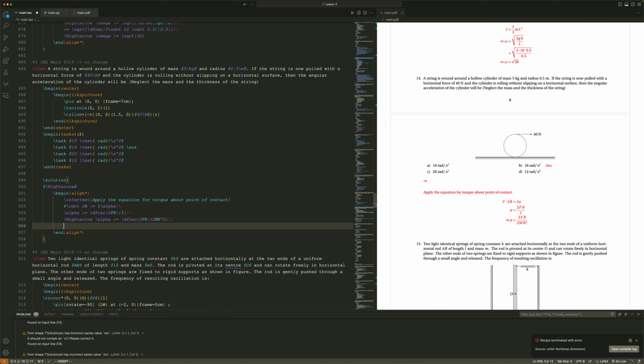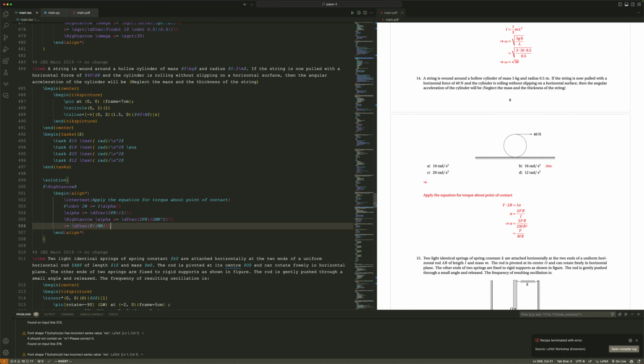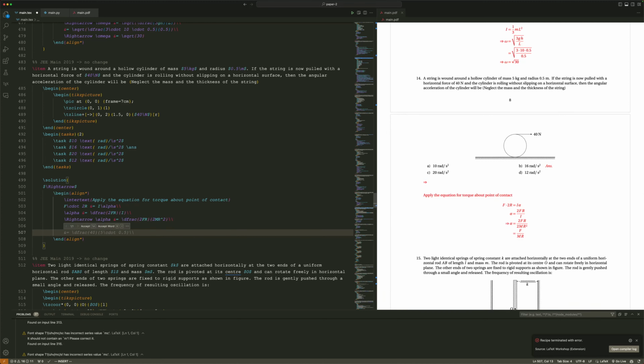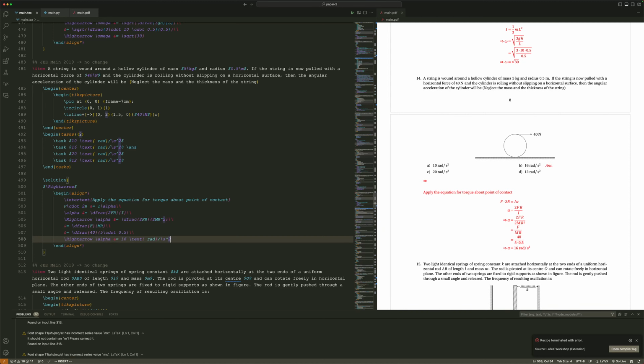And then F by mr, yes, it's correct. Then we can put F as 40 and, yes, that's right, which is 80 by 16. So alpha is 16 radian per second square. Yeah, it's the correct option.